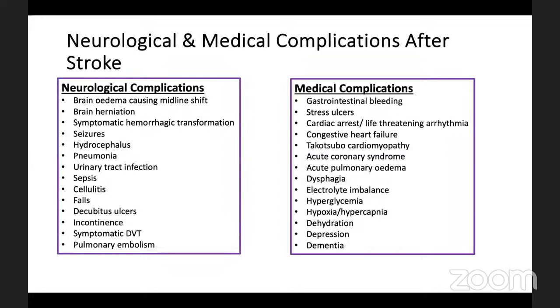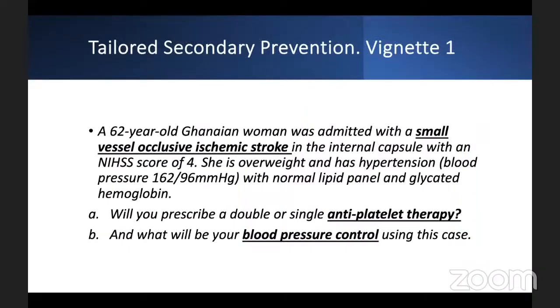You can have seizures, hydrocephalus, pneumonia, urinary tract infection, sepsis, cellulitis, falls, decubitus ulcers, incontinence, symptomatic DVT, pulmonary embolism, and then stress ulcers, acute coronary syndrome, acute pulmonary edema. So to be able to manage stroke, you need to know medicine, basically, because all the complications can come at you at different times in the follow-up of the patient. Depression can set in later on. Dementia can also come in. So there are a lot of complications to deal with in stroke.